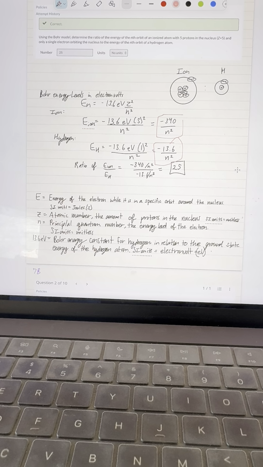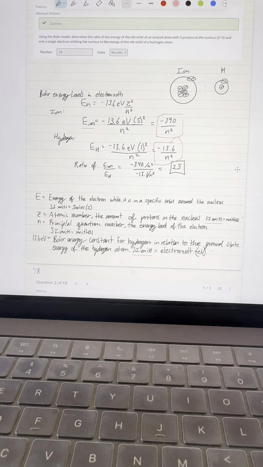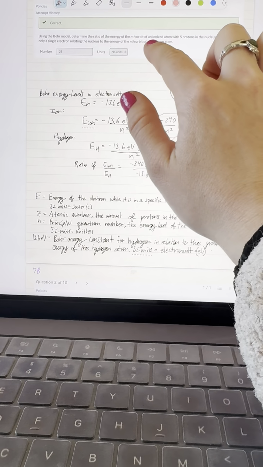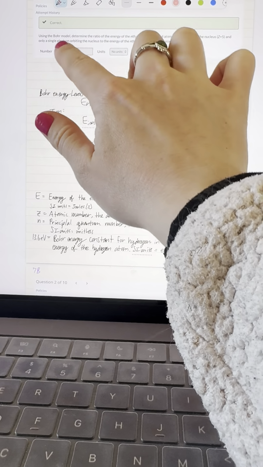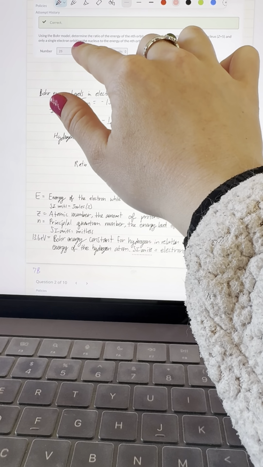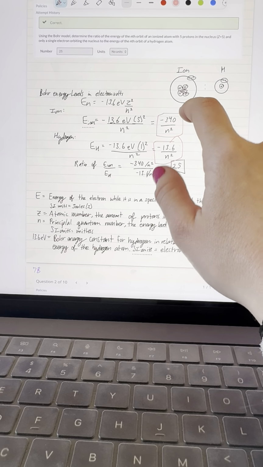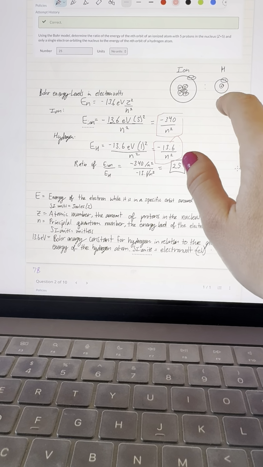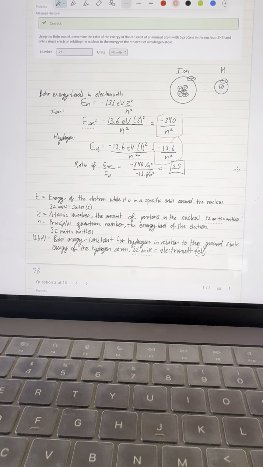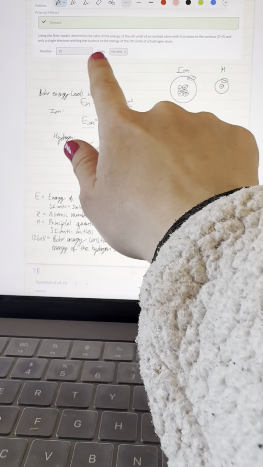So that means, for determine the ratio of the energy of the nth orbit and only a single electron, basically our ratio is stating that for every 25 there is 1 of these. And I put that here, 25, it's unitless.